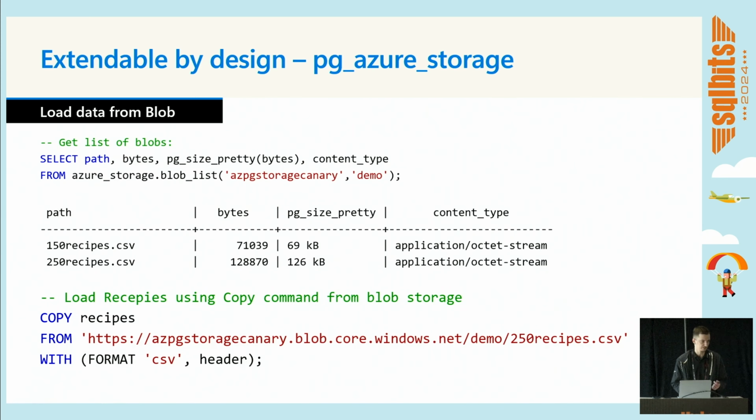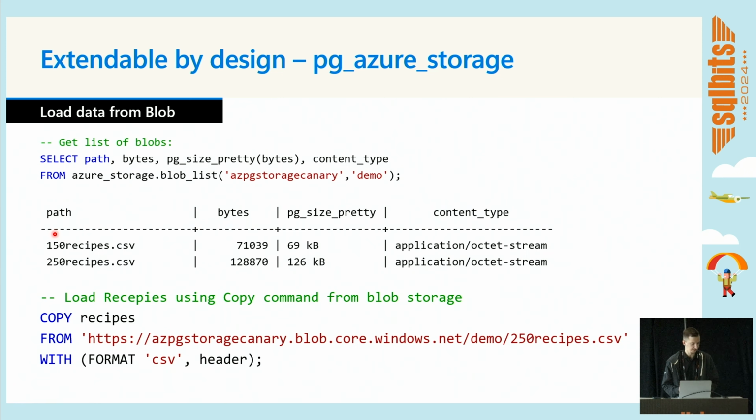If we are going about third-party integrations, it's very nice to be able to, for example, directly from your database, list all the files in this Azure blob storage account, and list the files in the demo container. And as you can see, I have a bunch of files here, but extensions can integrate very deeply into PostgreSQL.